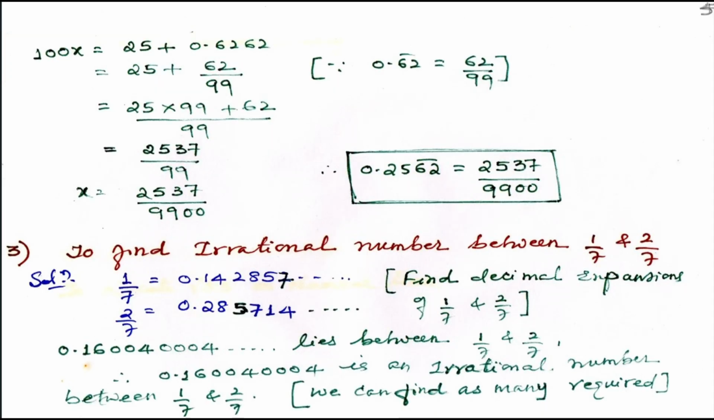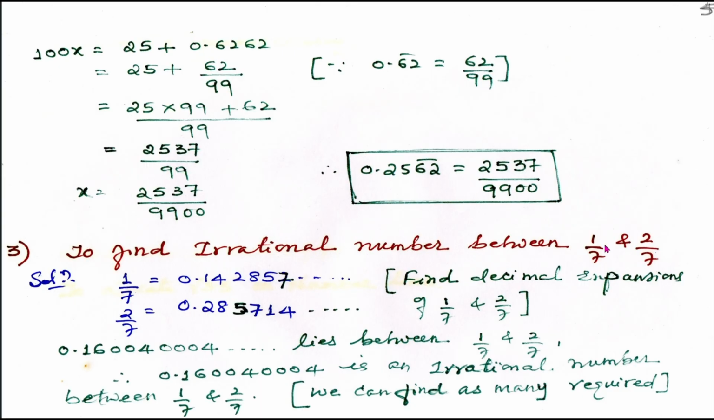Now let us proceed further. 100x is equal to so much. Now we already know 0.6262, that is 0.62 bar, is nothing but 62 by 99. So add 25 plus 62 by 99, simplify it, we get 2537 divided by 99, which is therefore x is equal to 2537 by 9900, which is definitely the p by q form of the given decimal expansion.